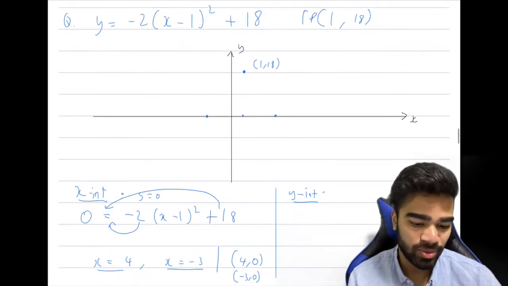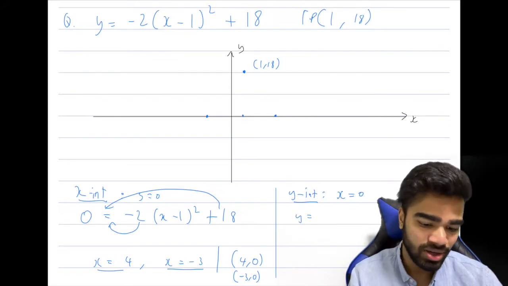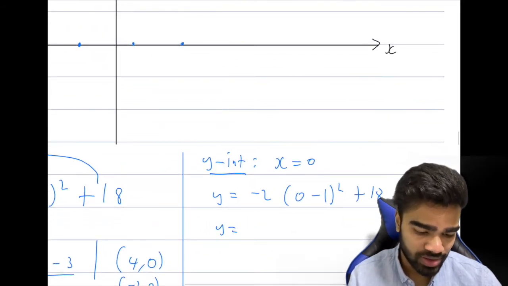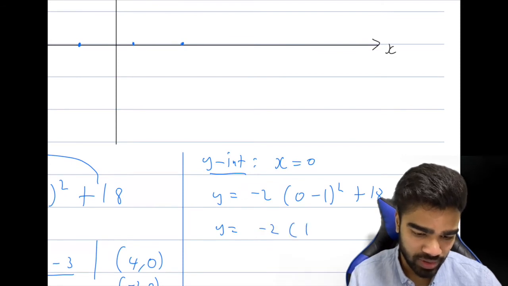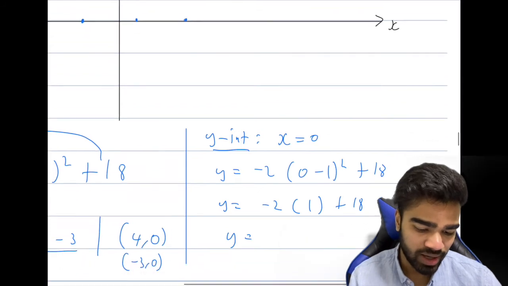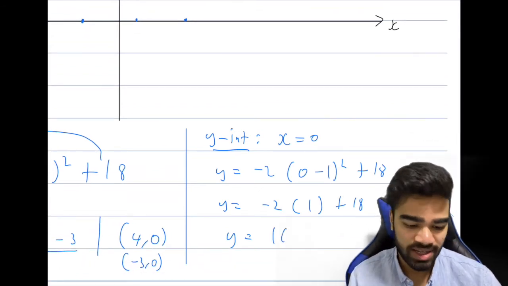Okay, so to find the y-intercept, what's the rule? It's always the same. You make x 0, right? So you take this x up here and you make it equal to 0. So you have y is equal to negative 2 times (0 minus 1) squared plus 18. So y is equal to negative 2 times 1, because negative 1 squared is just 1, plus 18. Negative 2 times 1 is just negative 2. So negative 2 plus 18 is 16.